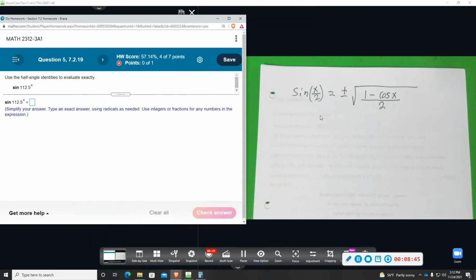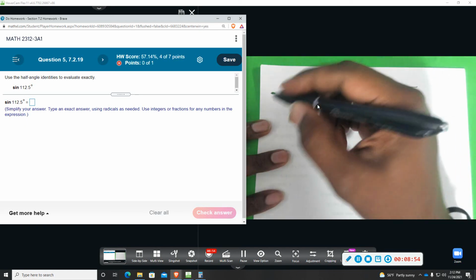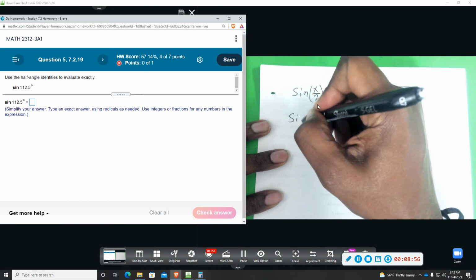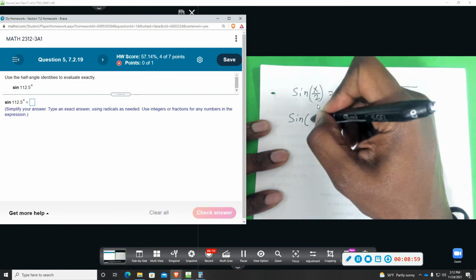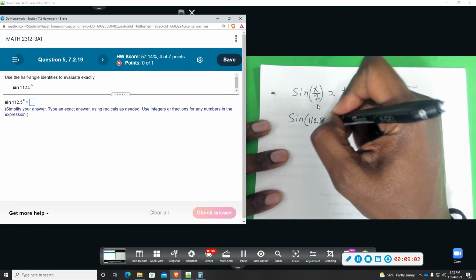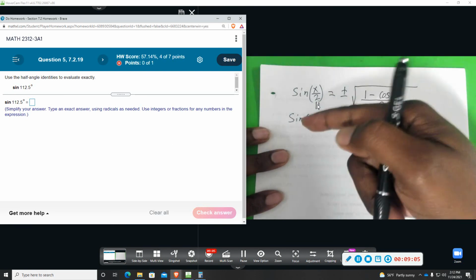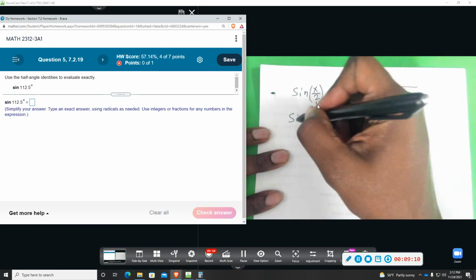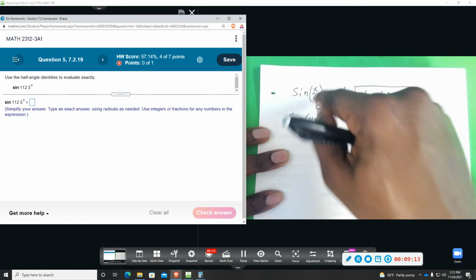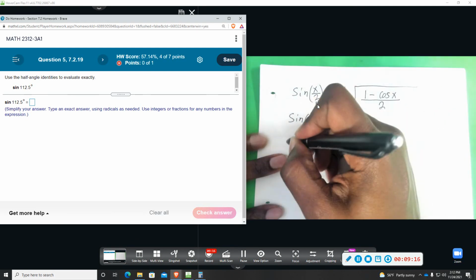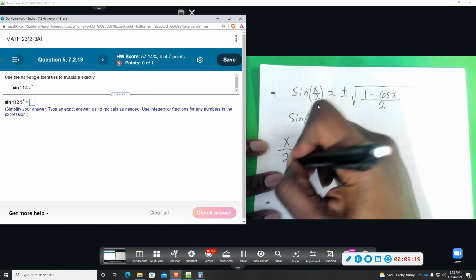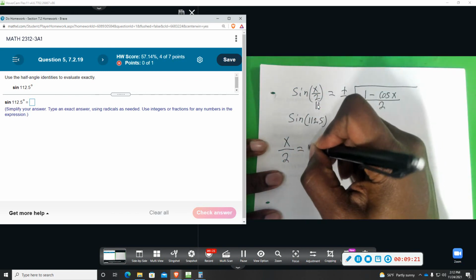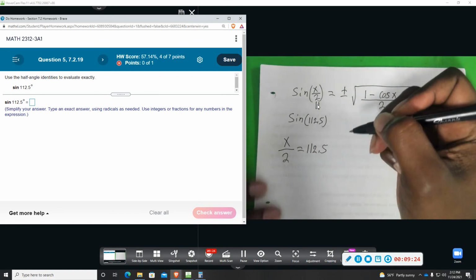So here's the difference. When they give you sine x over 2, you have to understand that the sine of 112.5, this and this are equal. So you have to solve and figure out x. They give you sine, they give you x over 2, and they give you sine 112.5. These two things are equal, so we need to figure out what x is. So I'm going to say x over 2 is equal to 112.5, and we're going to solve for x.